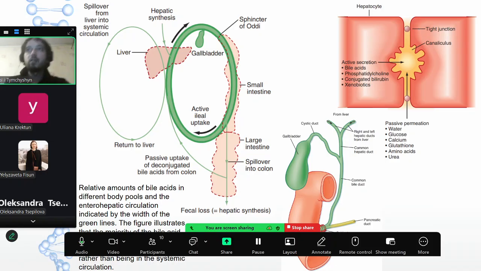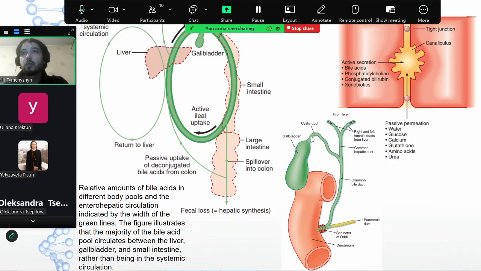Yeah, so that's that wall of cells. Cells are connected with tight junctions, but they may have these canaliculi between them, and they can actively secrete something into these canaliculi, and that may include, of course, bile acids, and some interesting lipids like phosphatidylcholine, or maybe some conjugated bilirubin and some xenobiotics that we may want to get rid of.